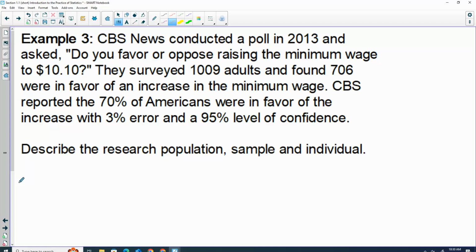Let's look at this one. CBS News conducted a poll in 2013 and asked, do you favor or oppose raising the minimum wage to $10.10? They surveyed 1,009 adults and found that 706 were in favor of an increase in the minimum wage. CBS reported that 70% of Americans were in favor of the increase, with 3% error and a 95% level of confidence. Okay, a lot of stuff there. A lot of it we don't really know what it means yet. That's okay. My question is, I want to know the research population, sample, and individual.